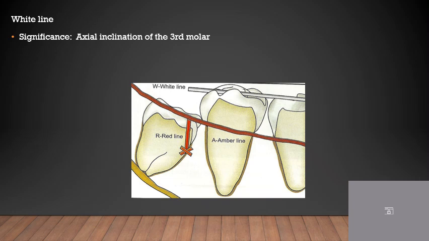So he divided the war lines into three different categories: W stands for white, A stands for amber, R stands for red. The white line signifies the actual inclination of the molar. It is drawn on the occlusal surface of the erupted molar and extended posteriorly through the third molar region.